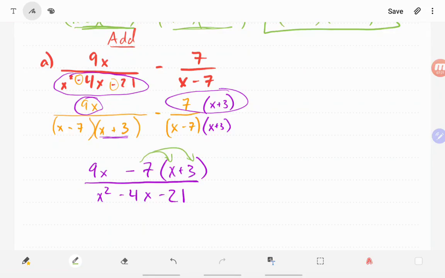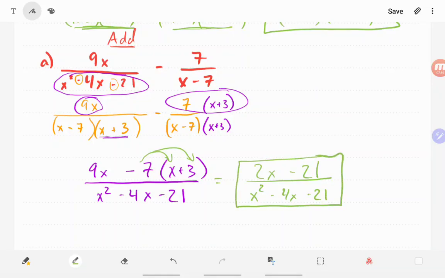Negative 7 times x gives me negative 7x. Negative 7 times 3 gives me negative 21. So what I really have is 9x minus 7x, which is just 2x, and negative 21, all over x squared minus 4x minus 21. That is a fully reduced, fully simplified fraction for us there.